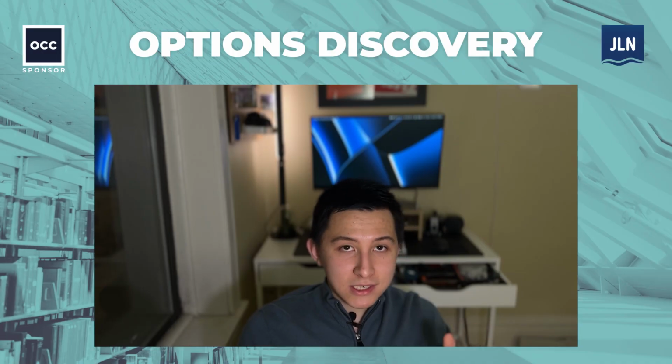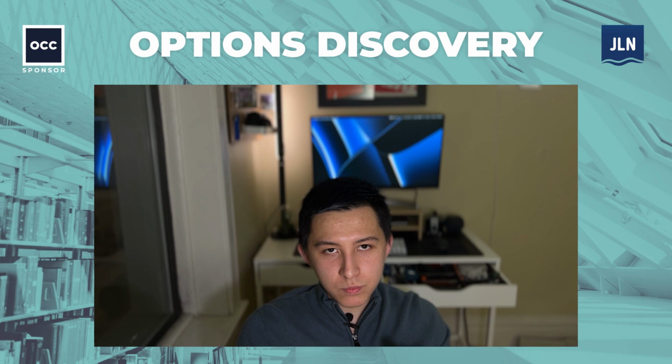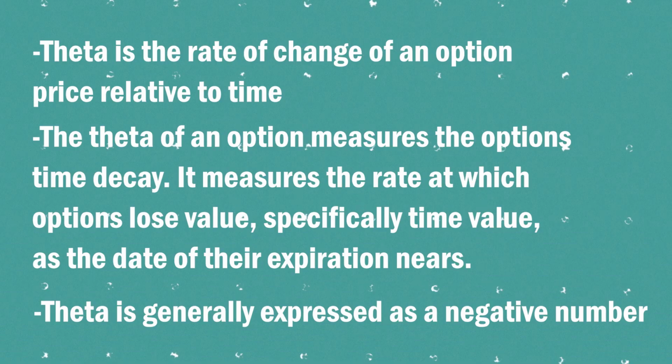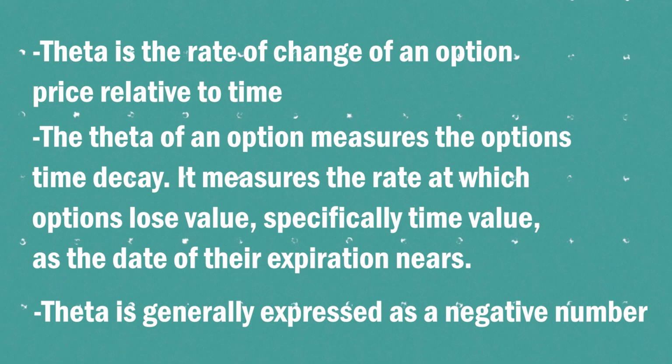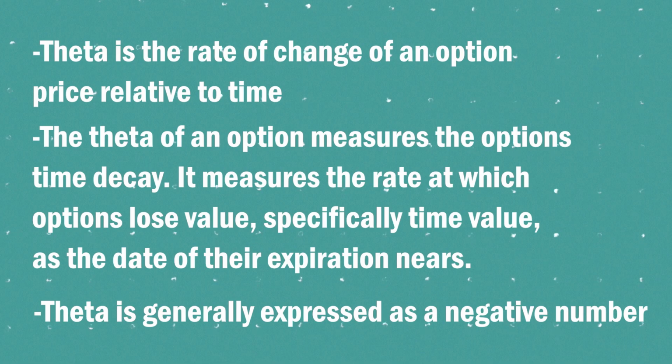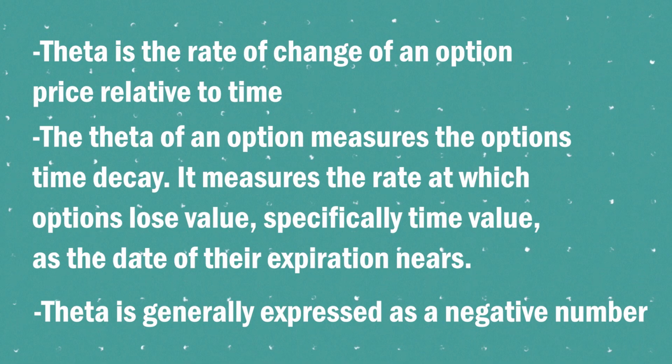The erosion of extrinsic value over time is referred to as the Greek letter theta. So theta is often also called time decay and represents the change in an option's price over the passage of time. And this is often represented as a daily rate.